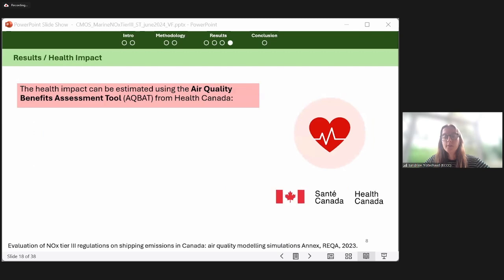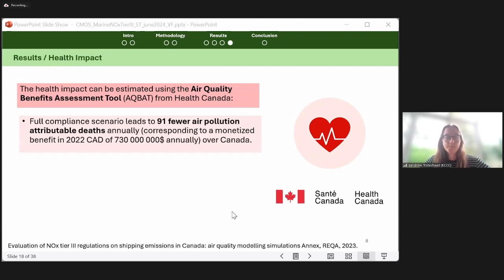So with this difference between the scenarios and the baseline, we've provided Health Canada with our difference in the air pollutant concentration. And with their tool, they ran a study with the air quality benefits assessment tool to see the impact on health, but also a monetized equivalent. So they ran their model with our data.